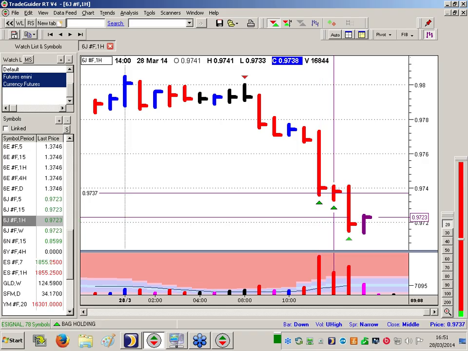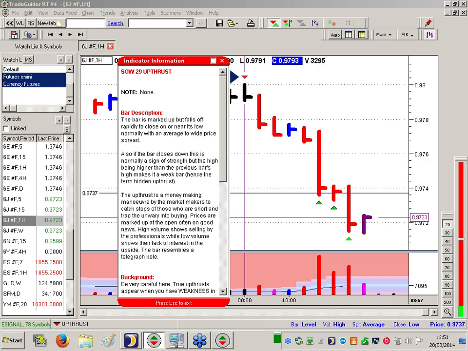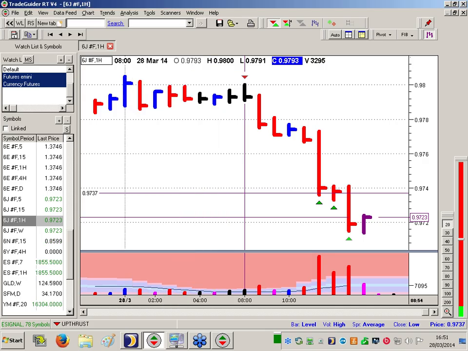Did Gavin go short earlier? I think he did, yeah. I think Gavin went short on this. Yeah, I think Gavin went short on that upthrust. He's trading live, apparently.